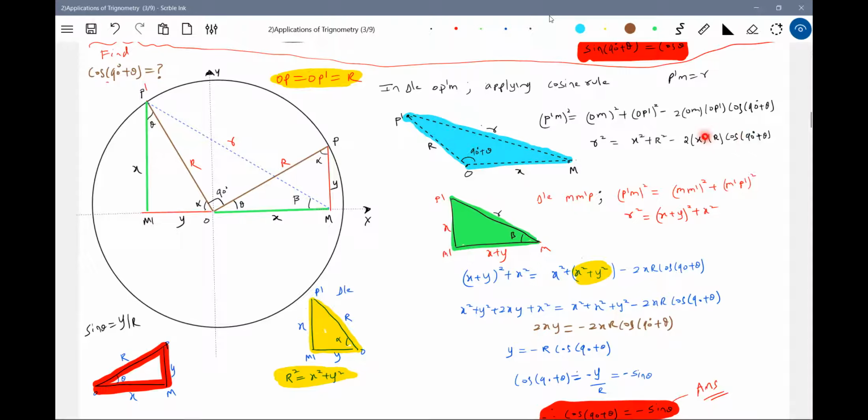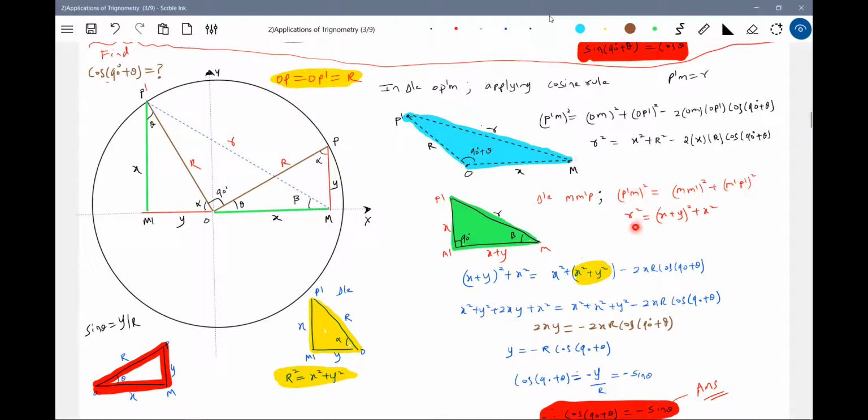Now let me come for the triangle. Triangle M dash P, M dash P, right angle triangle. So this angle, let it be beta. We'll define some angle, let me call beta. Then in this, what can we write? P dash M, Pythagoras theorem, let me apply. P dash M whole square should be equal to M dash whole square plus M dash P dash whole square.